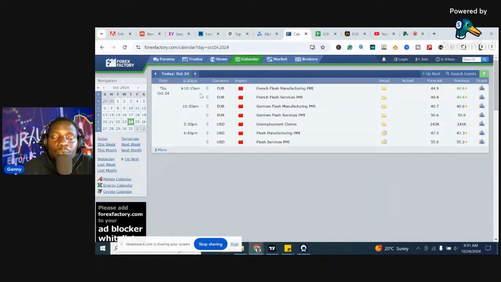Then what I do, 10 to 15 minutes after this news event has dropped, this is when I move my stop loss back to full risk.